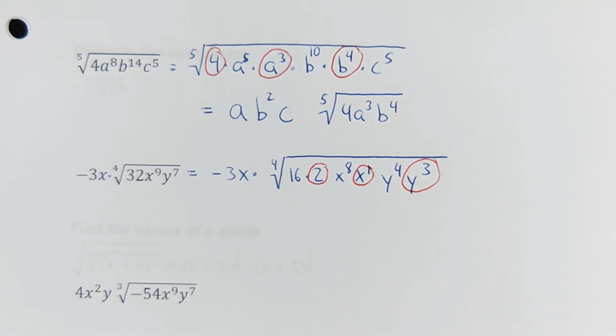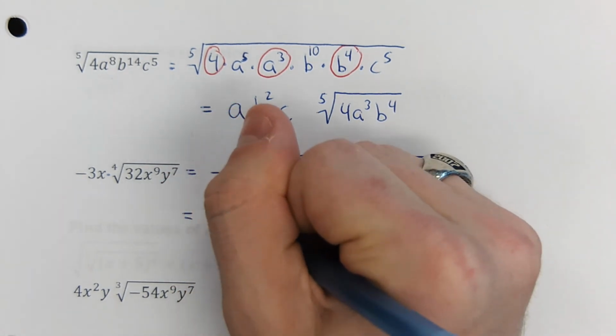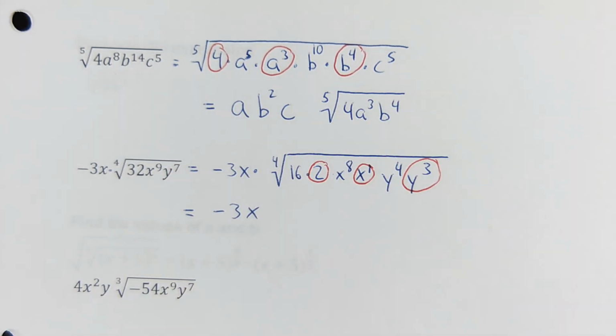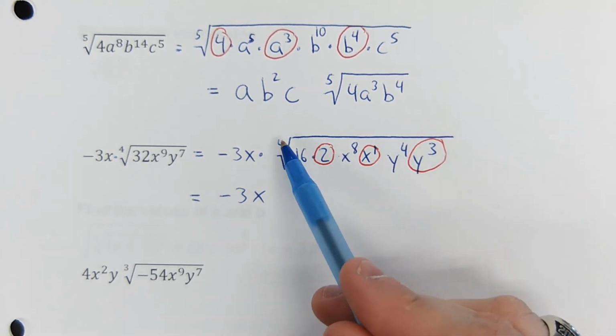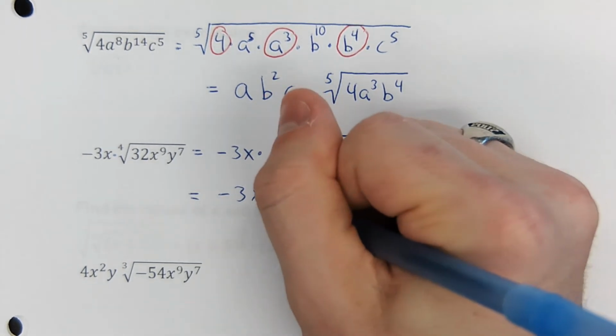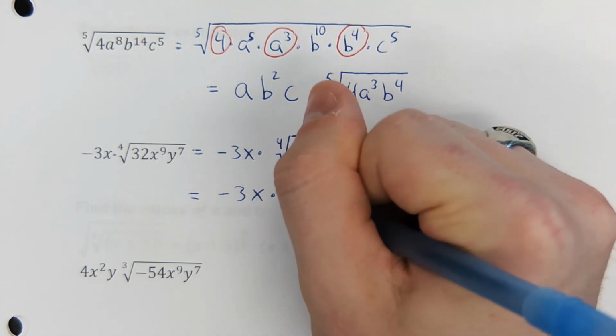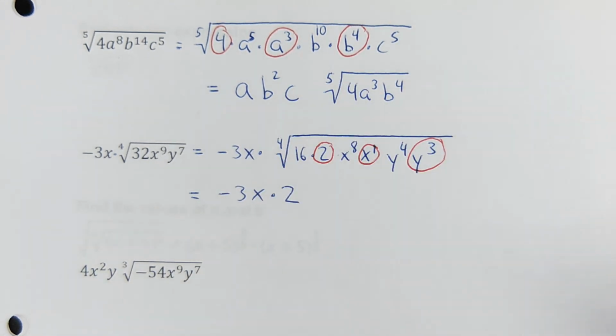So 3 things are going to come out. 3 things will not. And we do have a negative 3x just hanging out there right now. Objects that are not circled. What is the 4th root of 16? It is 2, not 4. Be careful, you're not dividing the numbers, you're reducing the numbers.